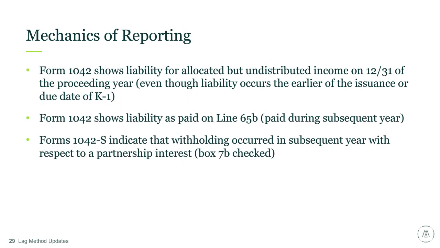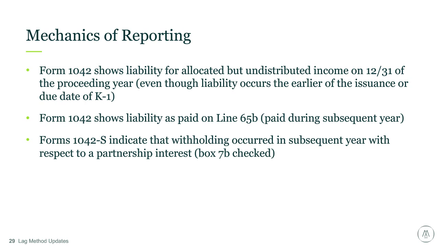The mechanics of the reporting, you will have the 1042 showing the liability for allocated but undistributed income on that 12/31 date of the preceding year. So say you have $10,000 of withholding tax liability, like tomorrow, because that's when you're issuing the Form K-1. Instead of putting that on the 2020 Form 1042 at the end of July box, you're going to put that on December 31st of the 2019 box on the 2019 1042. On the second page of the 1042, you're going to show that liability as paid during a subsequent year.